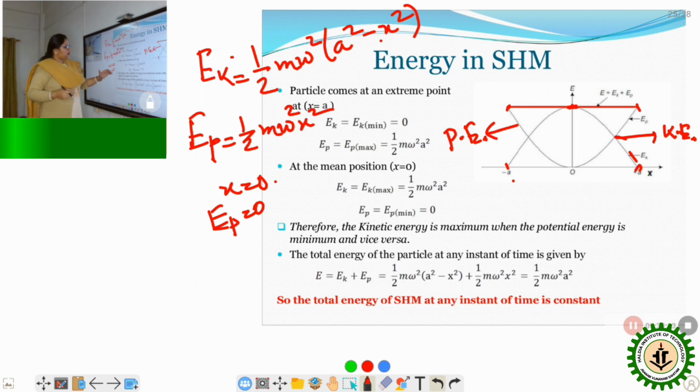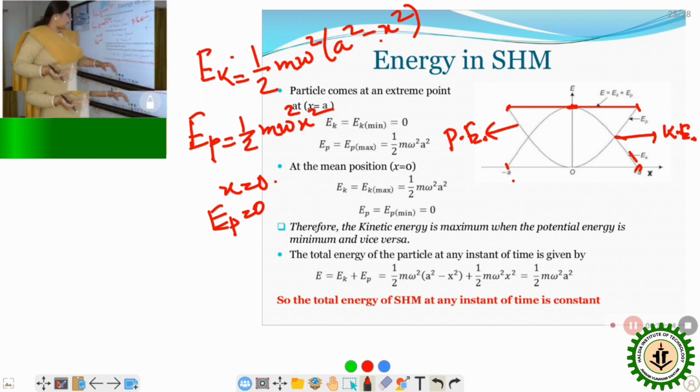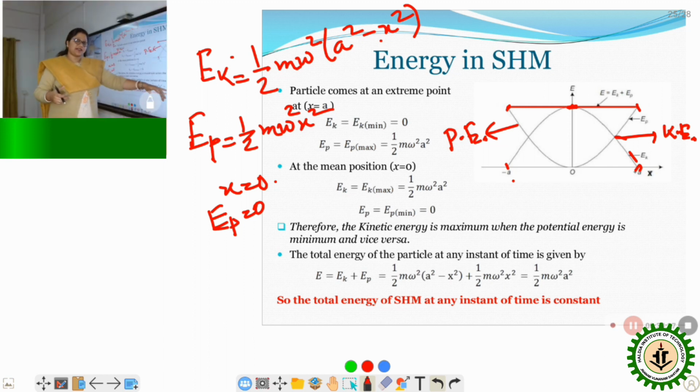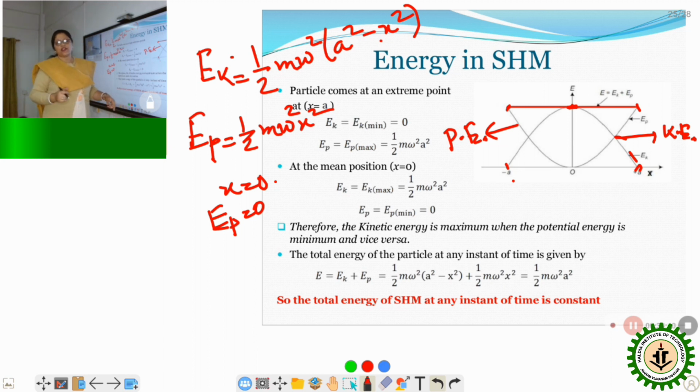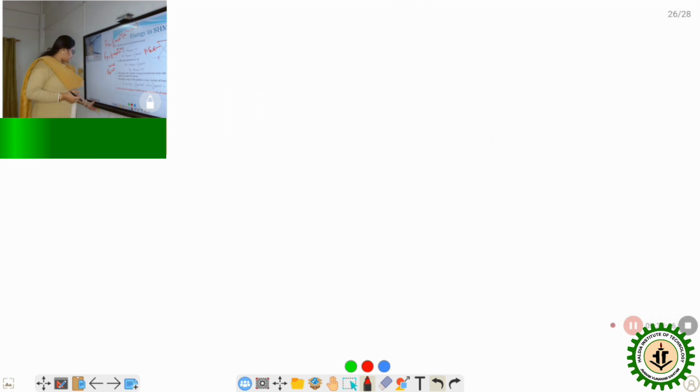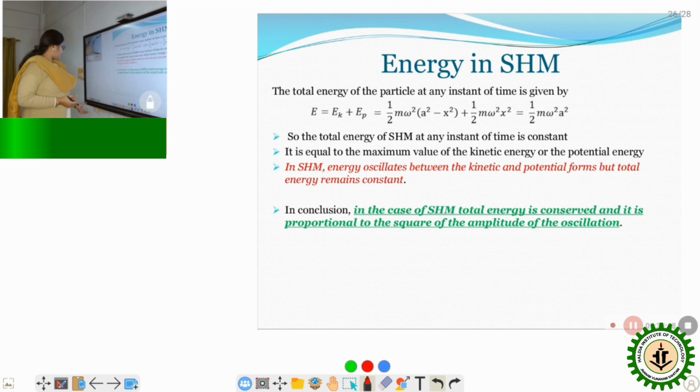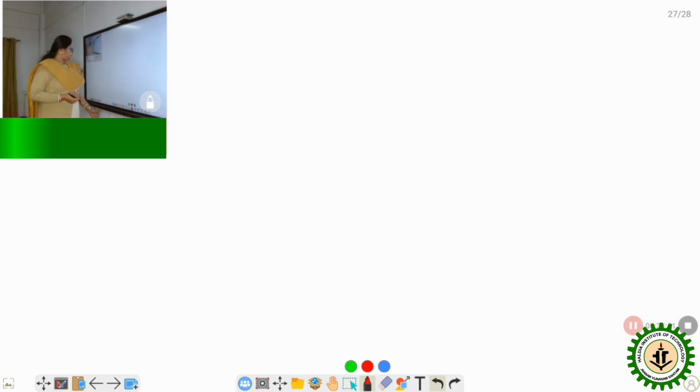Now when we take the total summation of both kinetic and potential energy, you can see this will give you half m omega square a square, and you can see there is no parameter of x, so that means the energy does not depend on x, so we get a constant value. This red line indicates the constant one. So from this slide, we can claim that the total energy of a simple harmonic motion at any instant is constant. It is a very important one. Constant means the total energy is conserved. Okay, total energy is conserved.